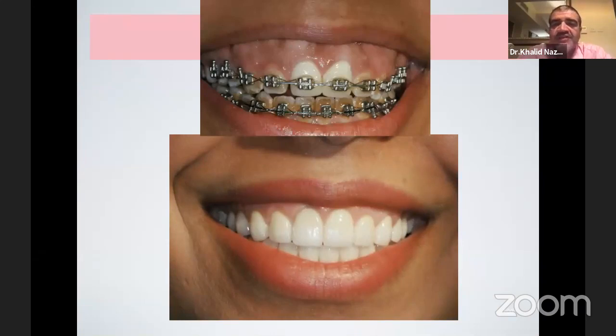So ortho alone cannot fix this patient problem. Perio alone cannot fix this patient problem.